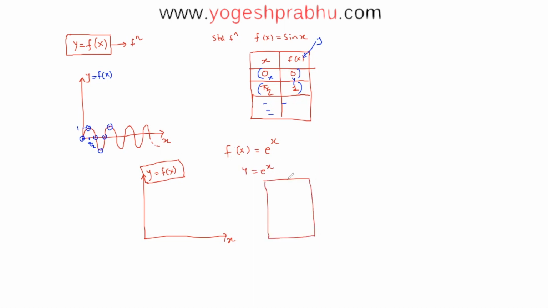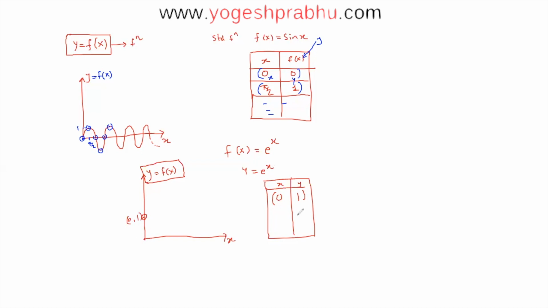Then you can make a table like this. You can write down x and y. Now put x equals 0. Do you know what e to the 0 is? Anything to the 0 is 1. So that's 0, 1. Can you tell me how do I plot 0, 1? So x is going to be 0 and y is going to be 1. This is y, right? And now this point here is going to be 0, 1.